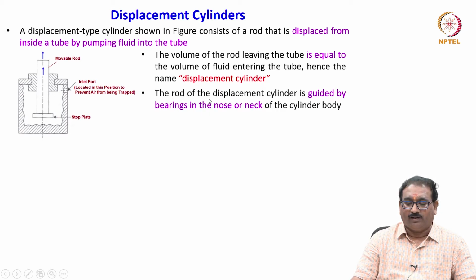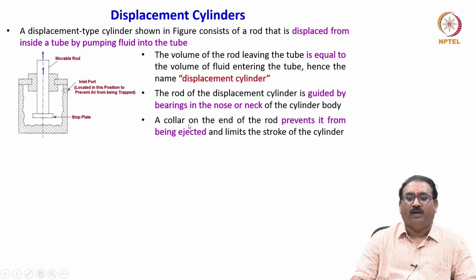The rod of the displacement cylinder is guided by the bearing in the nose or neck of the cylinder body. A collar on the end of the rod prevents it from ejecting and limits the stroke of the cylinder. That is why it is a stop plate.